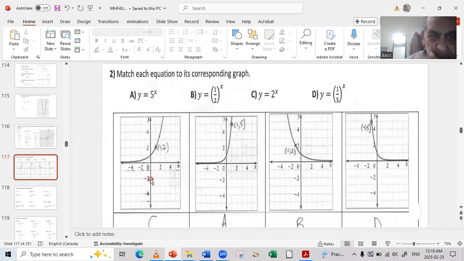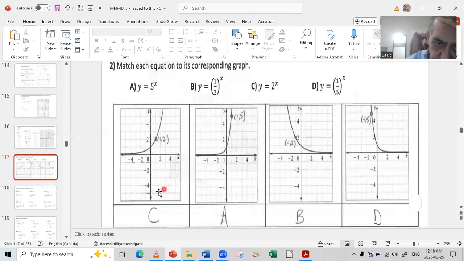If x is 1, y will equal 2. Here x is 1, y will equal 2. Here it is. And so on, same thing. If x is 2, then y will be 4. This is figure C. If x is 2, then y is 4. Here it is.